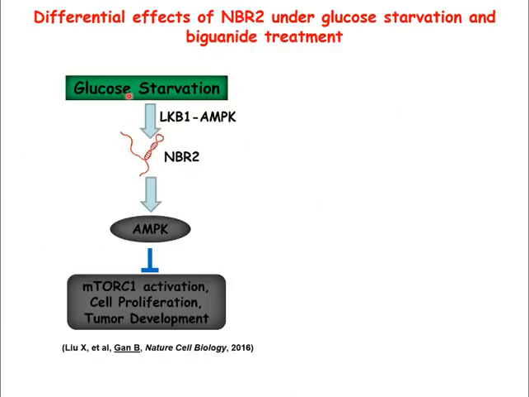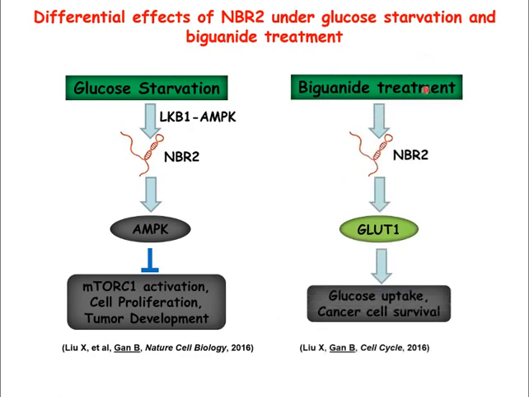In the first part of my study, I showed that glucose starvation can induce MBR2. MBR2 can interact with AMPK, which can inhibit the mTOR complex and inhibit tumor development. However, this is different under the phenformin treatment condition, even though both treatments induce energy stress. We still don't understand why. But what we found is that biguanide or phenformin treatment can induce MBR2 expression. Under those conditions, MBR2 does not regulate AMPK, but instead upregulates GLUT1 expression. This can promote glucose uptake and help the cell maintain survival under the biguanide treatment condition.